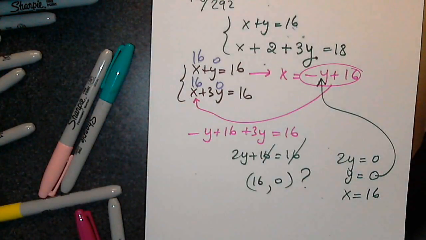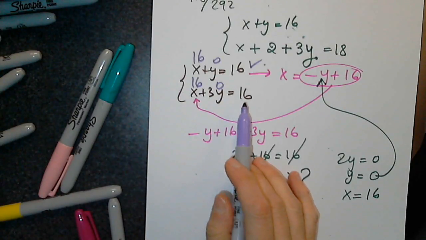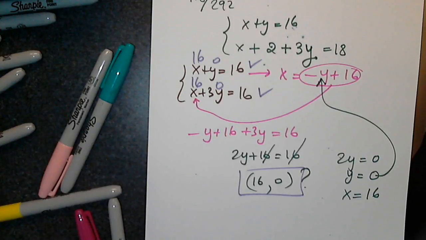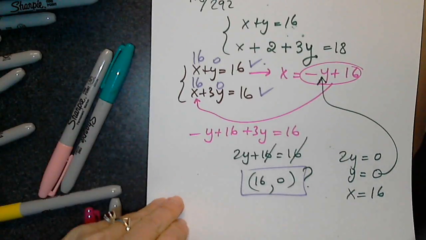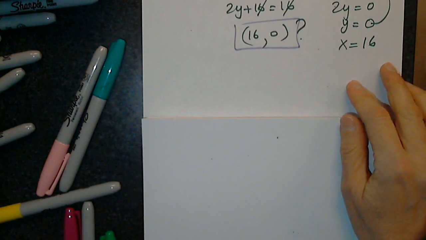16 plus 0, is that 16? Good. Now I claim that these two lines definitely meet in only one point, and that point is 16 and 0. Yep. That should not be that difficult to figure out, right? Because it will be on the y-axis. I'm sorry, on the x-axis.